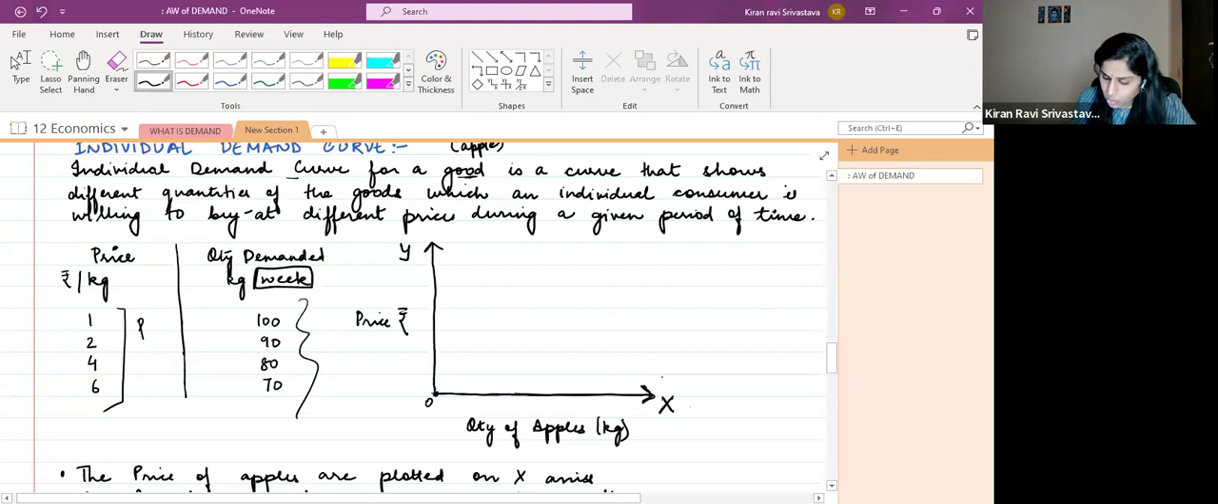Don't write this as y and this as x, it will become wrong. Your graph will become wrong, even the inside part of what you have done. And this point is called O, the origin. This is called the origin.